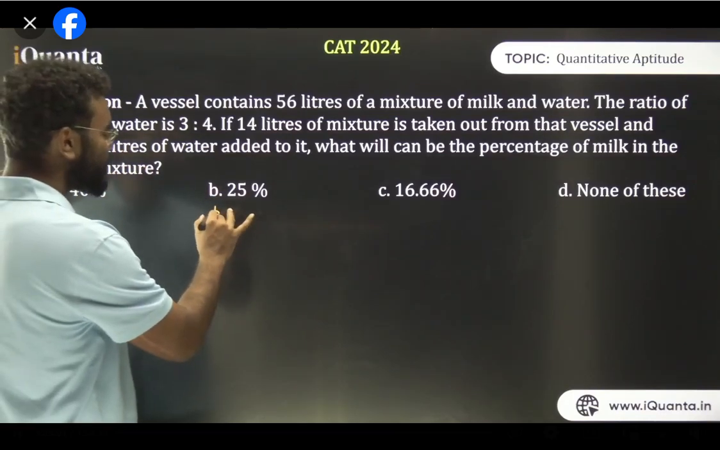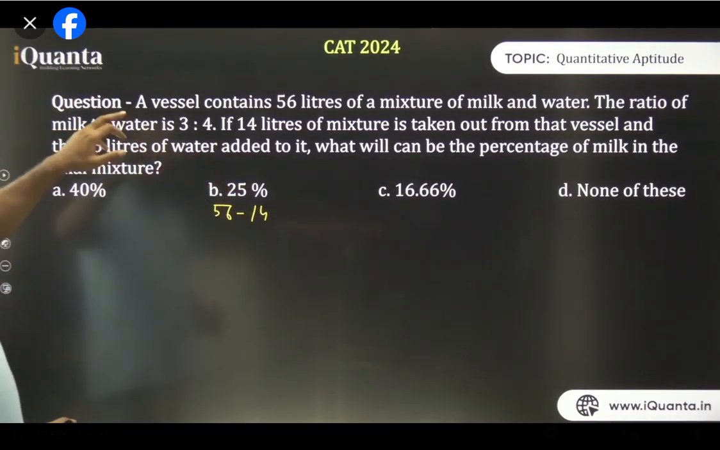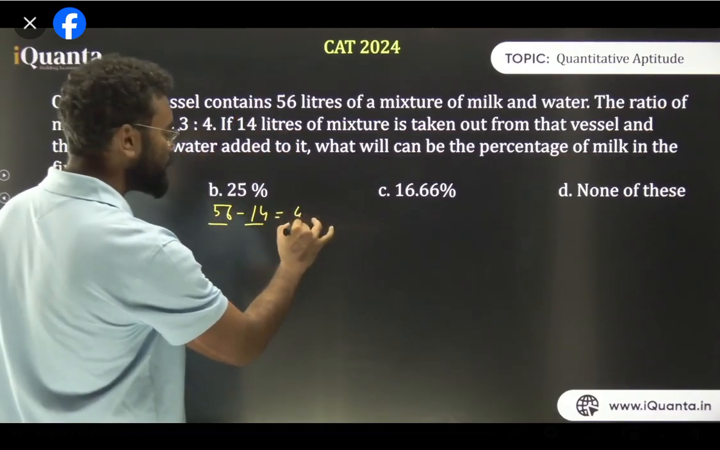So if 56 was there and 14 is removed, initially it was 56 liters of mixture, and the ratio is 3:4. 14 liters of the mixture is taken out. So 56 was there, 14 removed. Now it is 42 liters. Am I clear?